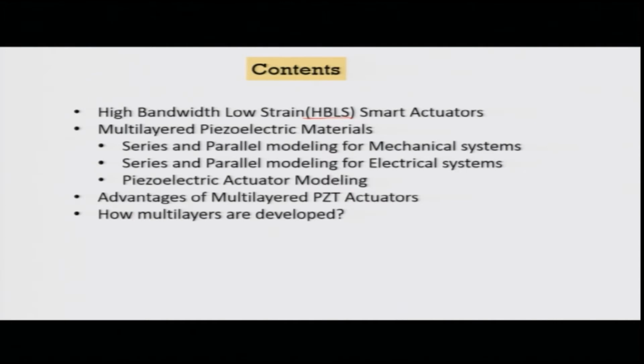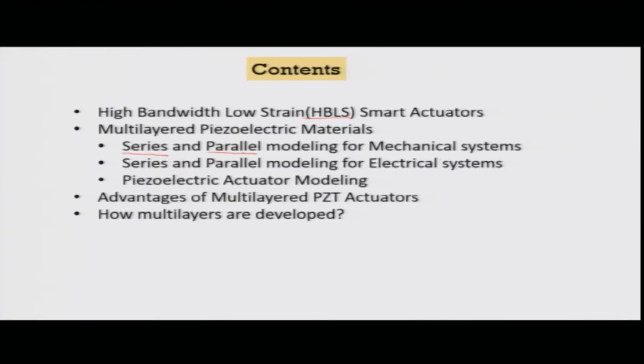We will also talk about multi-layering technique of piezoelectric materials, because whenever we would like to use materials like piezoelectric, which is now commercially available in the form of actuators, we will find that a major limitation in its use is in terms of its actuation strain. So, in order to enhance that, generally the multi-layer technique is used, and there we will see that when you are doing the multi-layering, there are some issues related to series and parallel modeling, both for mechanical as well as electrical systems.